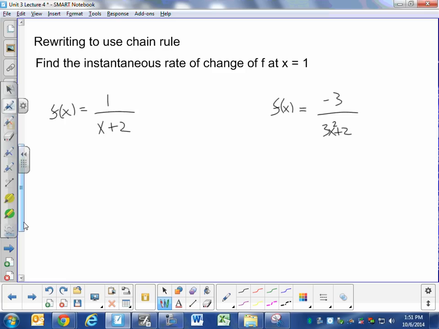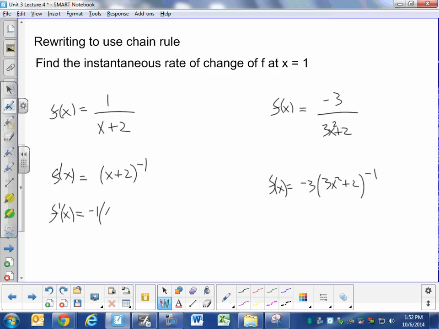There will be some functions that you might want to rewrite to use the chain rule instead of using the quotient rule. So whenever we have a constant over some function, I can rewrite this as x plus 2 to the negative first power. This guy can be rewritten to be negative 3 times the quantity 3x squared plus 2 to the negative first power. Now, if you use the chain rule, you bring down the negative 1, subtract 1, the derivative of the outside is that, times the derivative of the inside. Well, I could rewrite that to be just negative 1 over x plus 2 squared. That might be easier than using the quotient rule. I'm not sure. It's really up to personal preference.